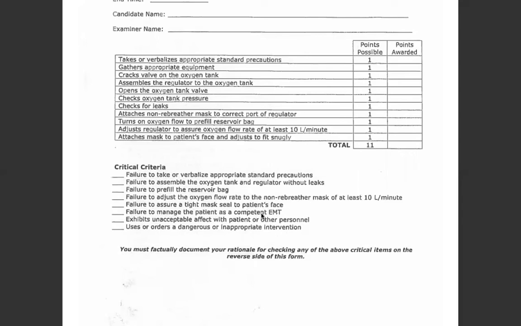Failure to manage the patient as a competent EMT. If it's obvious you don't know what you're doing, you will fail that skill. Exhibits unacceptable affect with patient or other personnel. For example, if you cuss during the skill, or you swear at the proctor, or you're just acting inappropriately, you will fail the skill. Uses or orders a dangerous or inappropriate intervention. If you apply the incorrect amount of oxygen, you will fail the skill.